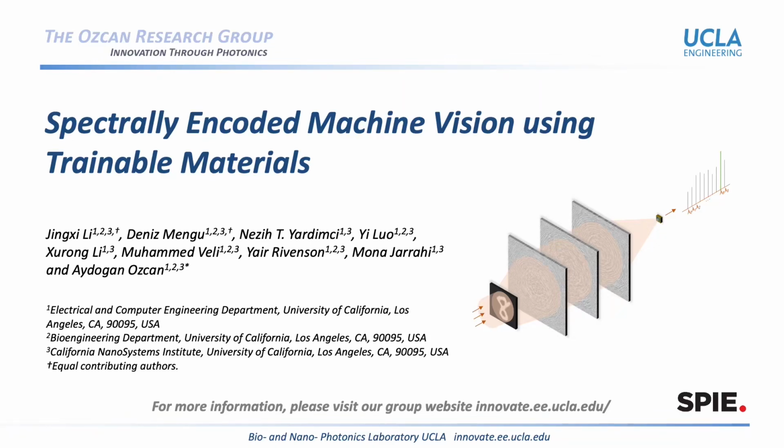Hi everyone, it is my great pleasure to present this project of the optical research group at UCLA. My name is Junxi Li, and my research topic is spectrally encoded machine vision using trainable materials.